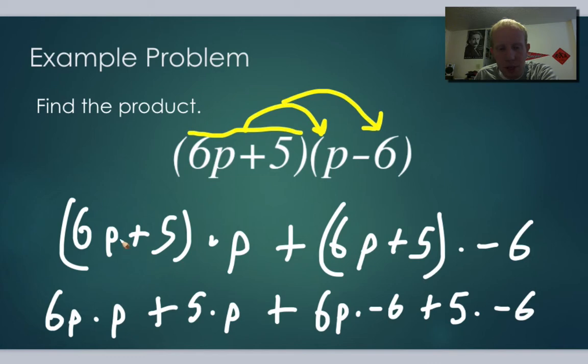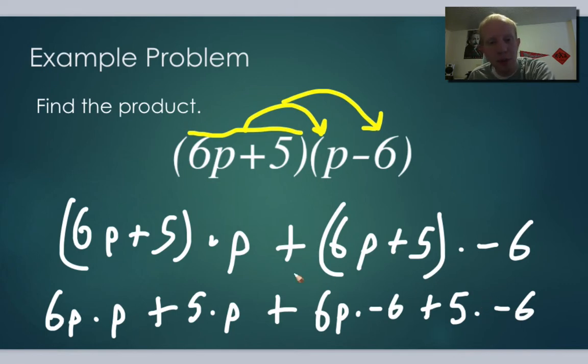So, as you can see, we can do this method of double distributing. Okay? We just have to times basically everything by everything else. But you'll notice we end up with 4 terms. Okay? 6p times p, 5 times p, 6p times negative 6, and 5 times negative 6. And you could simplify all of this, and you can always do the double distribute.